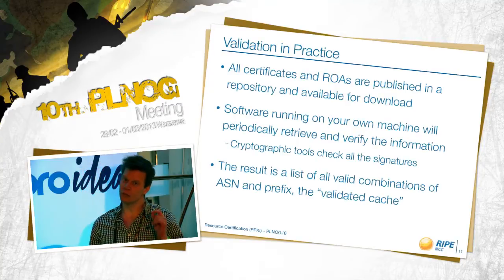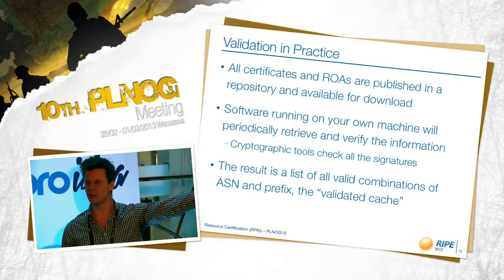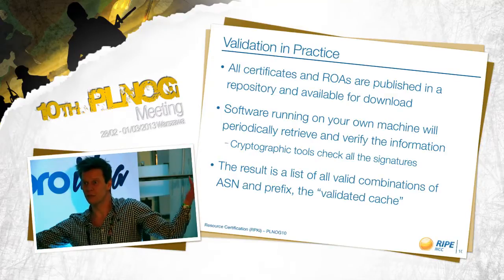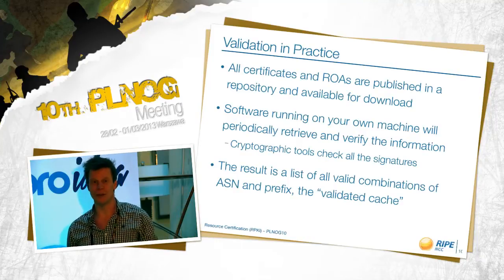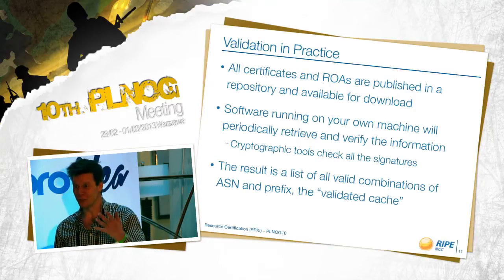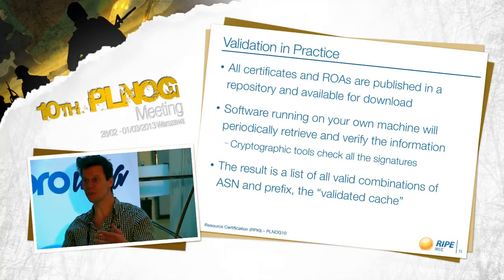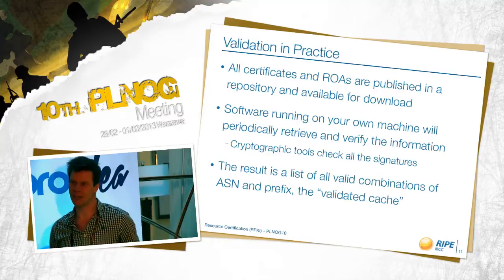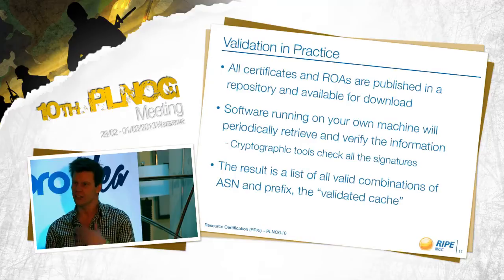But the point is that you run the validation software yourself locally on your machine, because you don't want to rely on a third party to do the validation for you, because, well, if we do that, then we might as well just take all of the crypto out, right? And publish it as plain text, if you're going to be trusting a third party. So we sign it, and you're supposed to validate it. That's how the system is designed. So the validated cache is essentially that comma-separated values file.